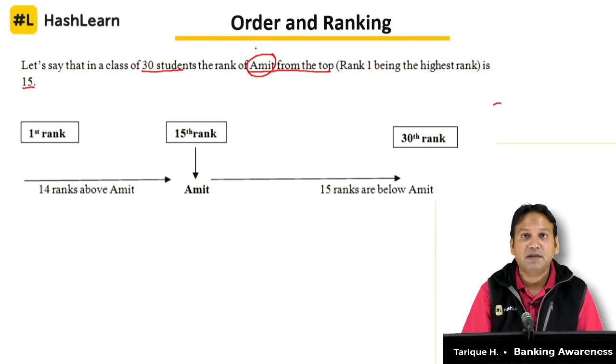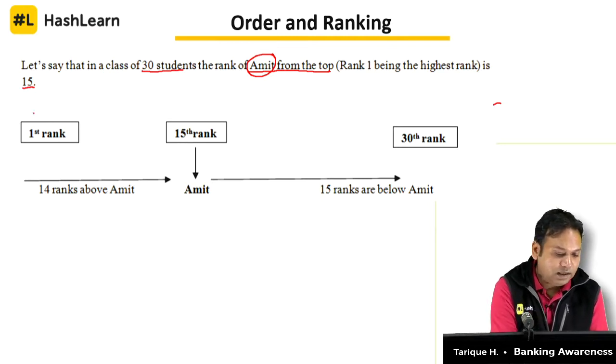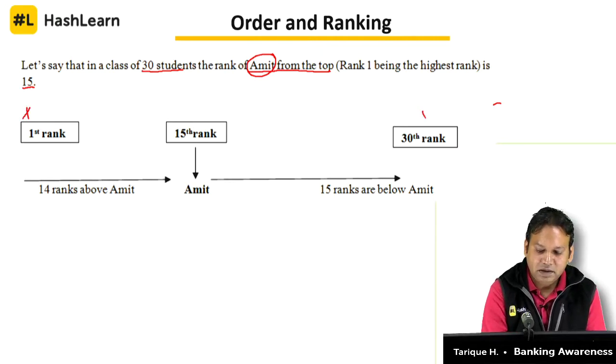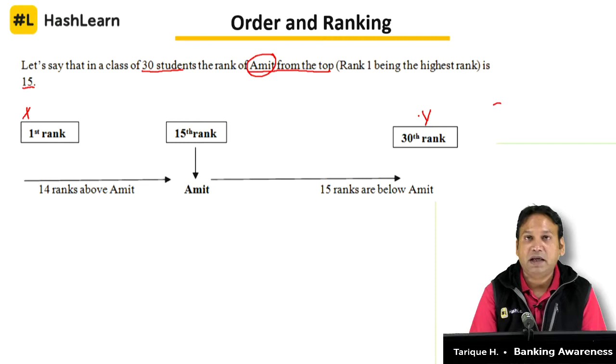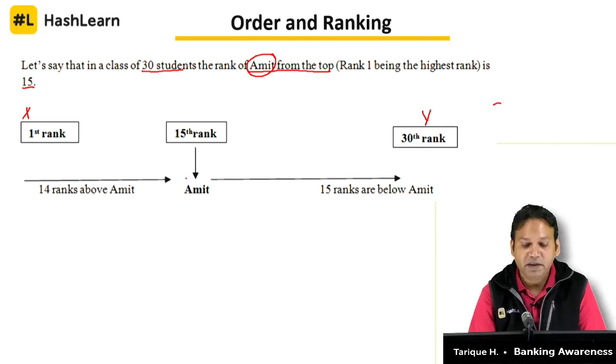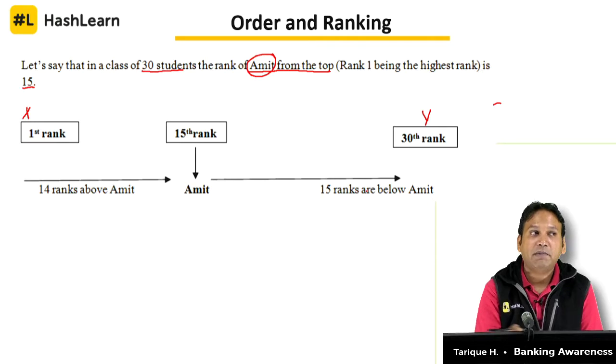So what does it mean? It means that, let's say someone is there, let's call him Mr. X, who has the first rank, and Y is the person having the last rank in the class. 14 ranks are above Amit. Clear? Starting from the first person, 14 ranks are above Amit and 15 ranks are below Amit. Clear? So how many persons are above Amit? When his rank is 15, the number of persons above Amit will be 14.